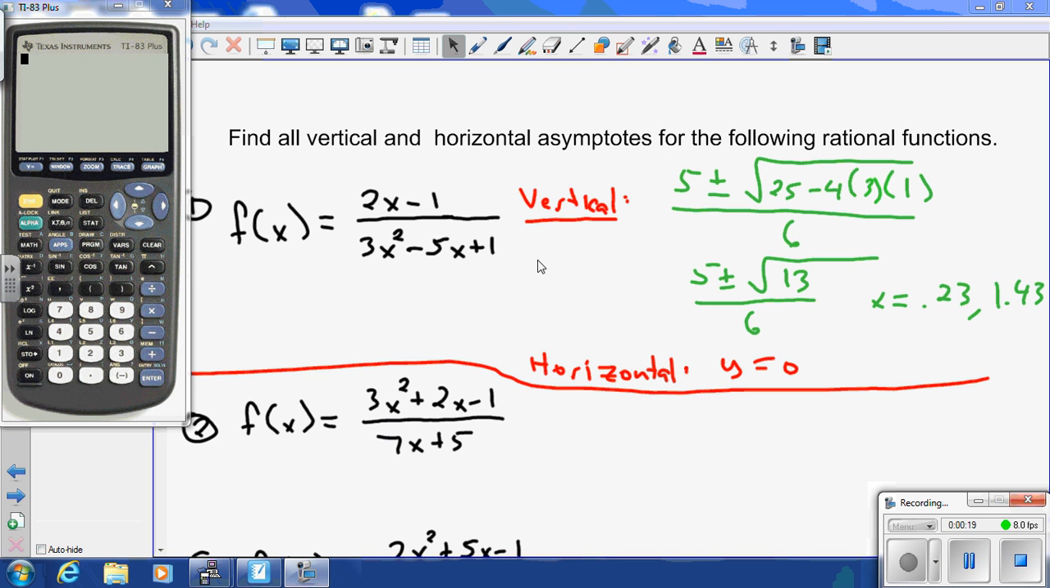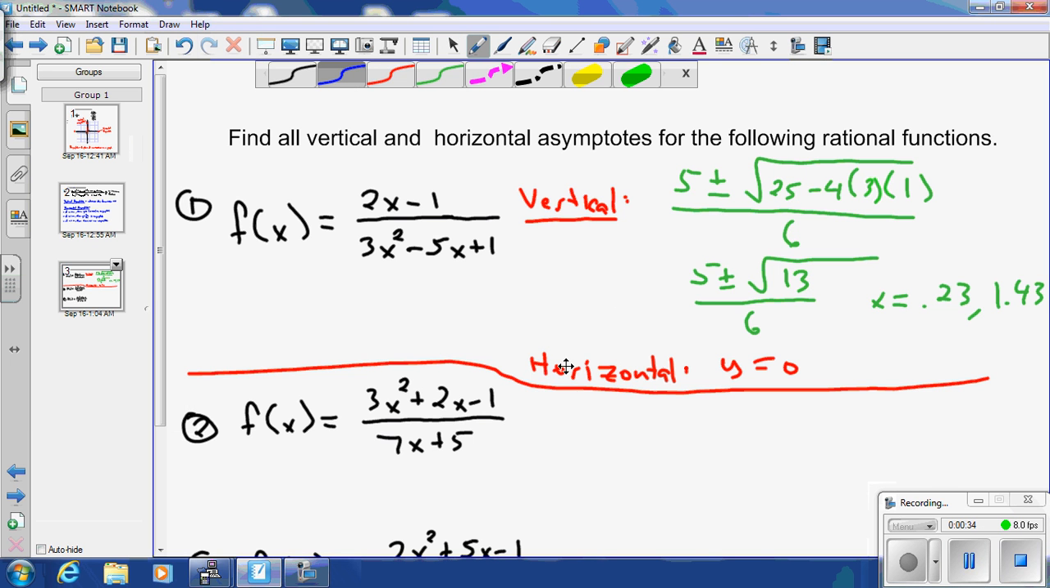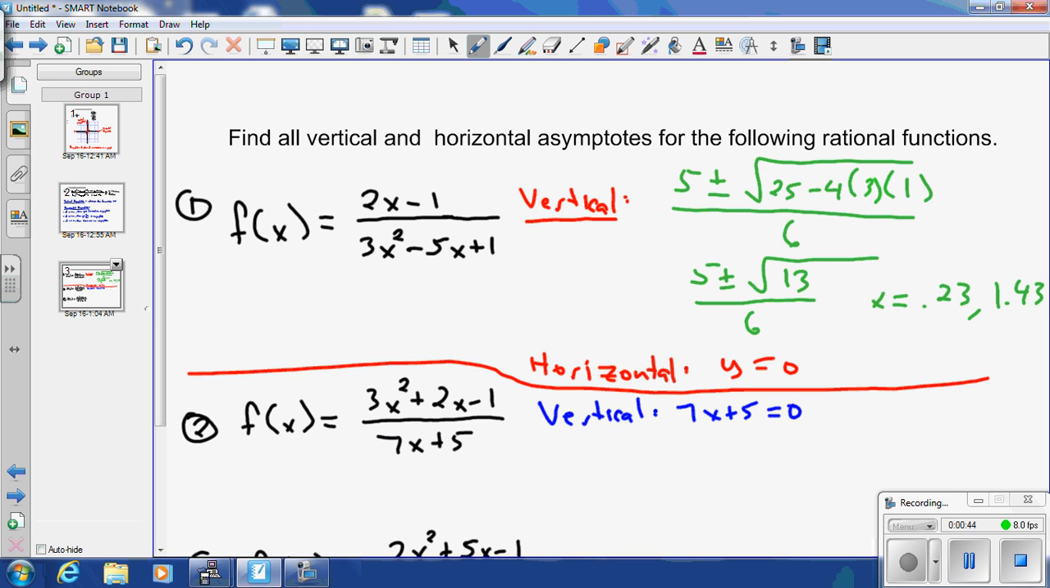The vertical is going to occur again wherever the x value in the denominator gives us a 0 in the denominator. So we cannot have that 0. So for the vertical, I know that 7x plus 5 cannot equal 0. So wherever it does equal 0, I am going to get an asymptote. So if I subtract 5 and then divide by 7, you know what? I'm going to change this one.